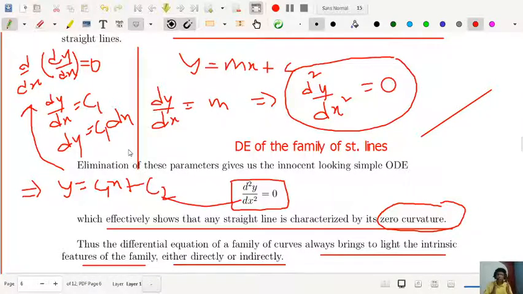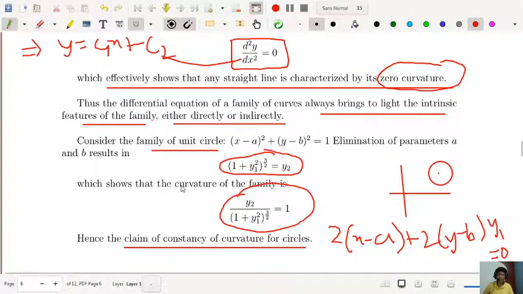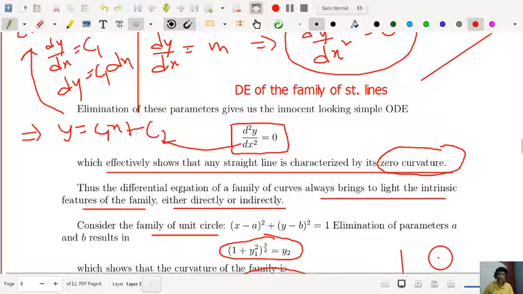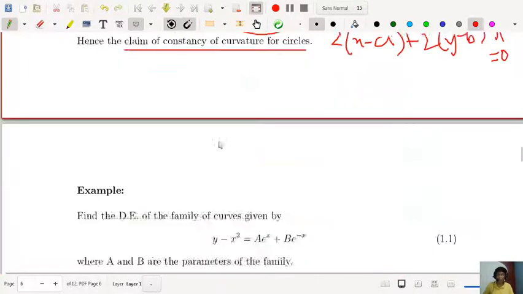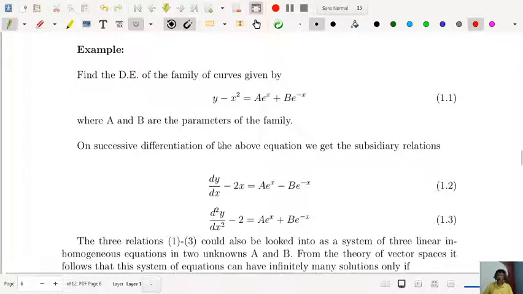So from the curve, eliminating the parameters, you get the differential equation, and by solving the differential equation, you get the curve. And if you have two parameters, the order of the differential equation will be 2, and if you have a single parameter, the order will be 1. So for a second order differential equation, there are 2 parameters. Let me now give one example of how to get the form of the differential equation.